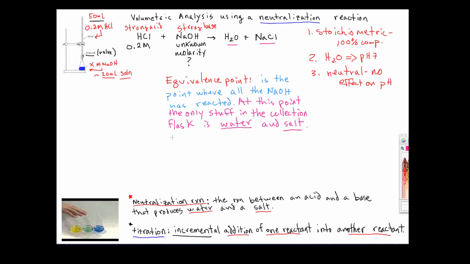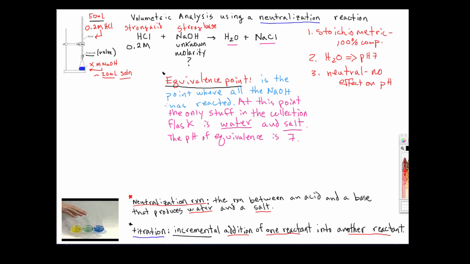So the pH of the equivalence is 7. Now, here is the problem with running these kinds of reactions. We have got a colorless solution of hydrochloric acid that is being incrementally dripped into a solution of NaOH, which is also colorless. So the question is, how do we know when we've reached this equivalence point? So we have a problem here.